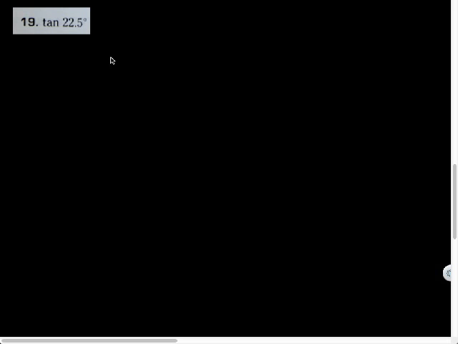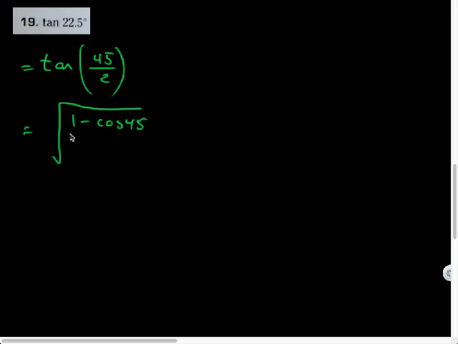This time we've got tan 22.5. So this is the same as tan of 45 divided by 2. Am I right? Yeah. The tangent formula, it's plus or minus. Well, let's see. First of all, whether it's 22.5 or 45, it's both in the first quadrant. Tangent's going to be positive. So I'm taking the positive square root of 1 minus cosine 45 over 1 plus cosine 45 should do it.